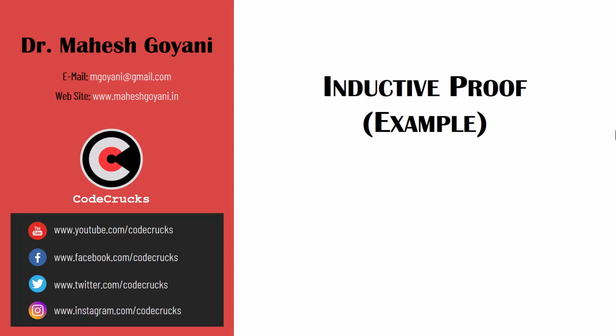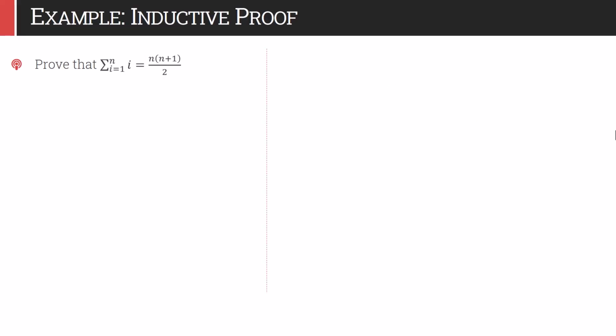Hi, in this video we will see one more example of inductive proof using mathematical induction. Consider the sum of i from i equals 1 to n. That will be 1 plus 2 plus 3 up to n. So we have to sum up the first n numbers, and that should be equivalent to the equation n into n plus 1 by 2.